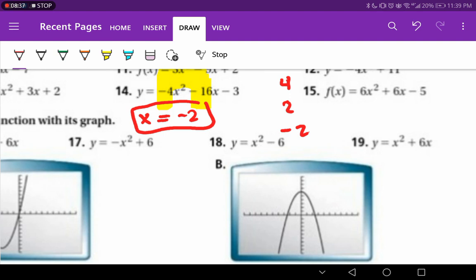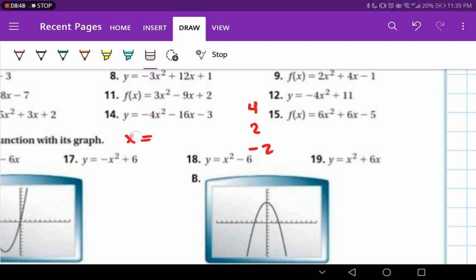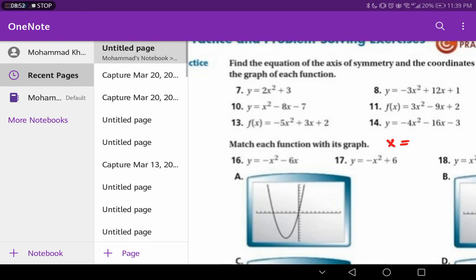Divide, it is 4. The half, it is 2. The switch, it is -2. We're done with the axis of symmetry. Are you happy with that? I hope so. Okay. Let us move to find the vertex.